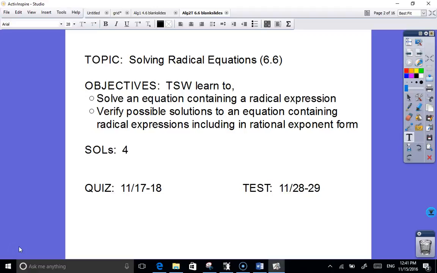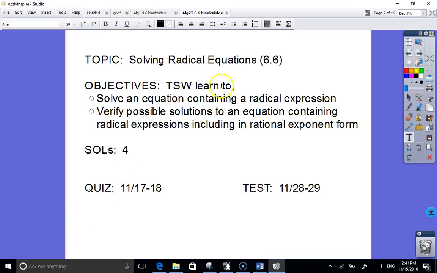Now we have to do equations. The first two sections were all about expressions, simplifying, doing operations with expressions. So the two things we haven't done yet, we haven't solved equations or graphed functions. That's what the last two are. This is how you solve radical equations.